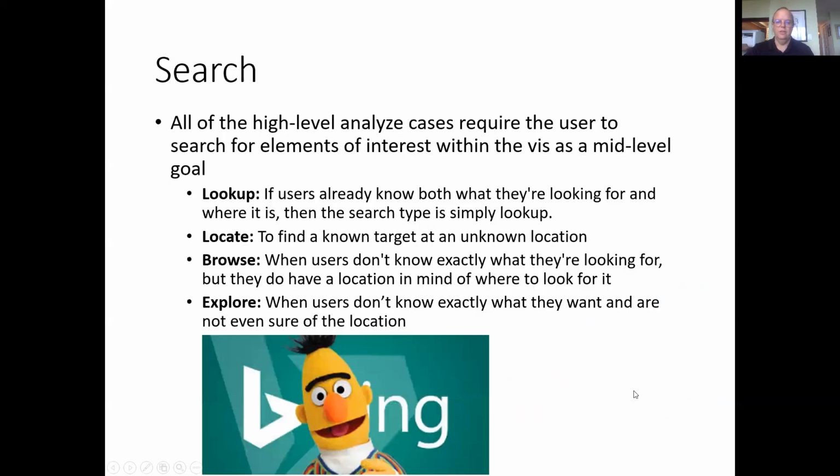Search is another task that can be performed, and it requires the user to search for elements of interest with the visualization as a mid-level goal. So lookup is a search where you already know what you're looking for and where it is. Then the search is simply a lookup. That's something we do with bookmarks. Locate is to find a known target at an unknown location. So, hey, I remember that thing. I want to find it. Where can I locate that particular thing?